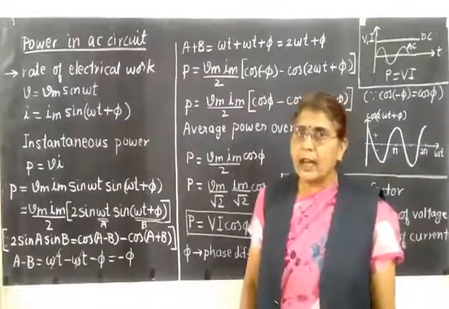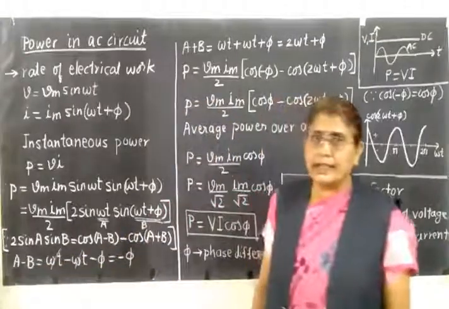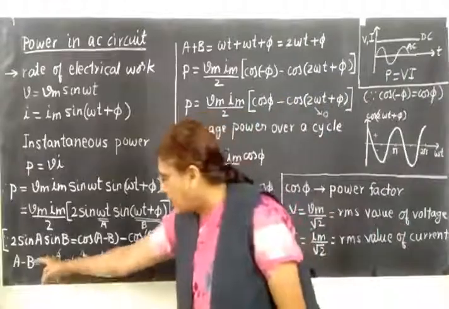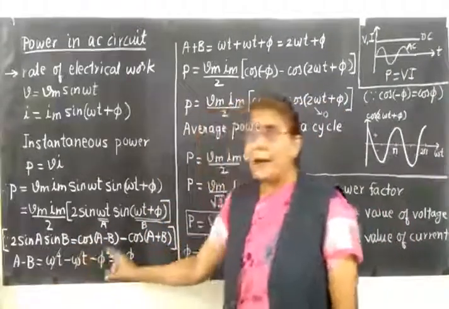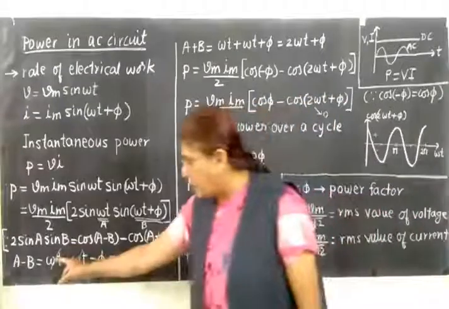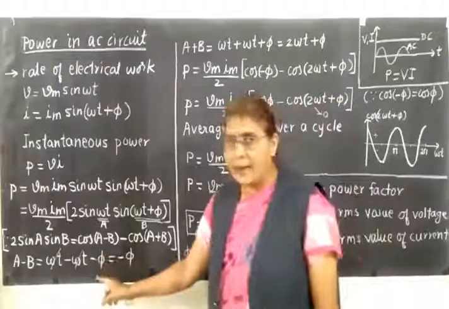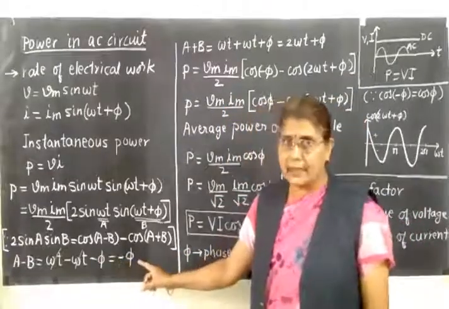So, what we shall do is, first we shall find out the difference A minus B. So, what is A minus B? Put the value of A and B. A is omega t and B is omega t plus phi, minus sign. So, minus omega t minus phi. So, plus omega t and minus omega t get cancelled. So, you are left with minus phi. So, the difference A minus B is equal to minus phi.